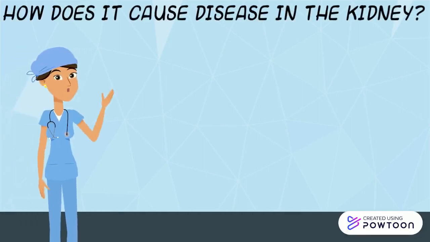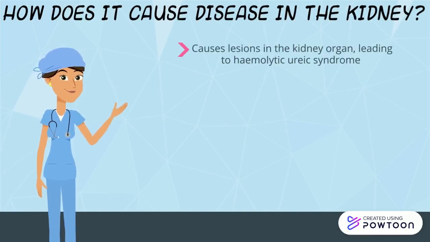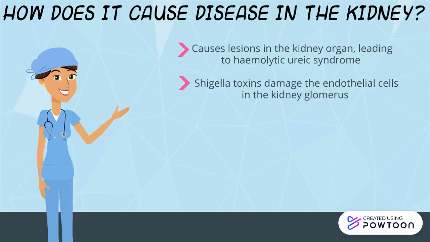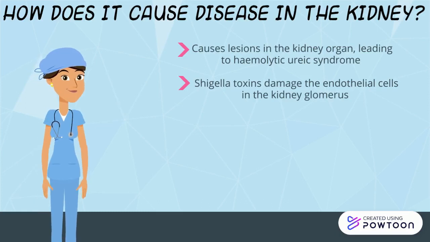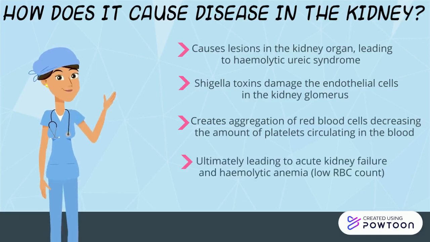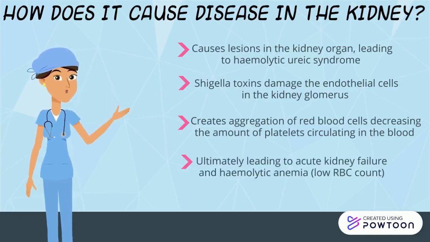How does it cause disease in the kidney? Shigella toxin can cause lesions in the kidney organ, leading to hemolytic uremic syndrome. It does this by damaging the endothelial cells in the kidney glomerulus, creating aggregation of red blood cells, forming clumps, and decreasing the amount of platelets circulating in the blood. This ultimately leads to acute kidney failure and hemolytic anemia.